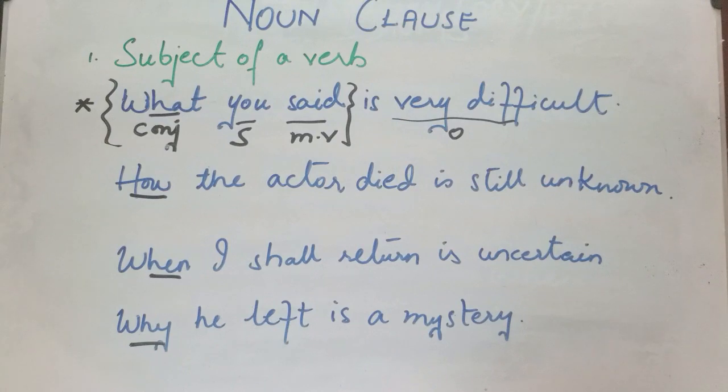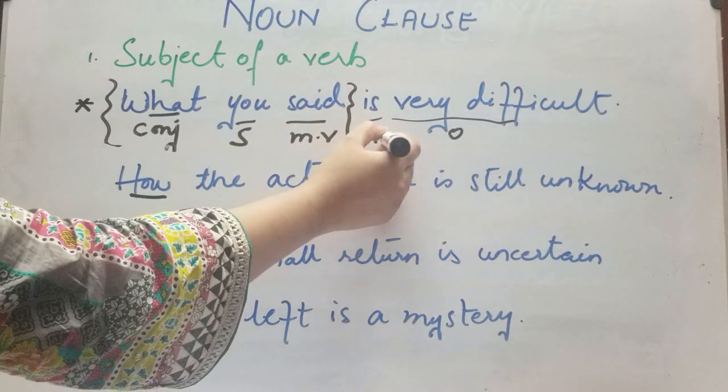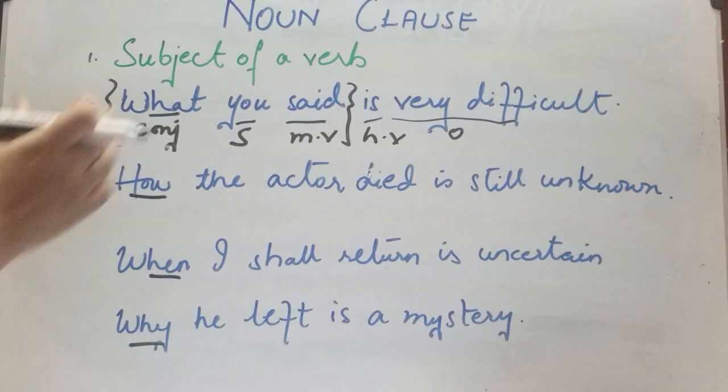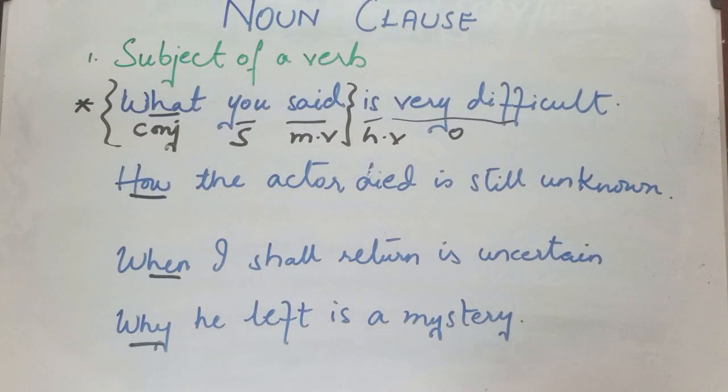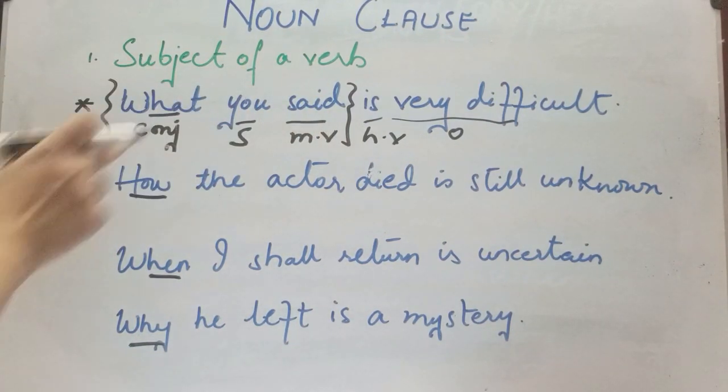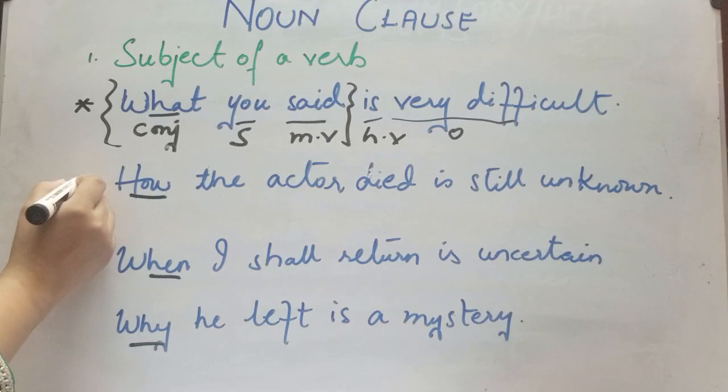Is over here is a helping verb, and you have got an object, that is very difficult. What you said, your sentence is complete. Okay, what you said is very difficult. You have got the meaning over here, what you said. Okay, so this is the first part. Let's move on to the second one.